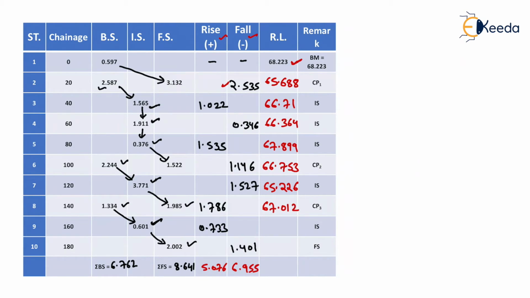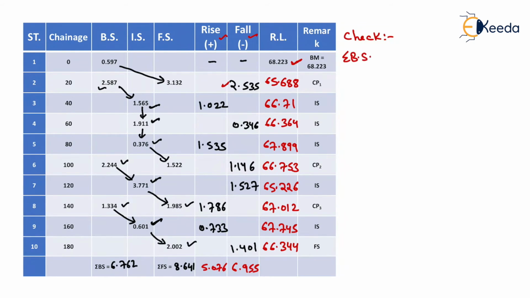On adding 65.226 plus 1.786, we will get 67.012 meter. Similarly, on adding 67.012 plus 0.733, we will get 67.745 meter. Similarly, on subtracting 1.401 from 67.745, we will get 66.344 meter.